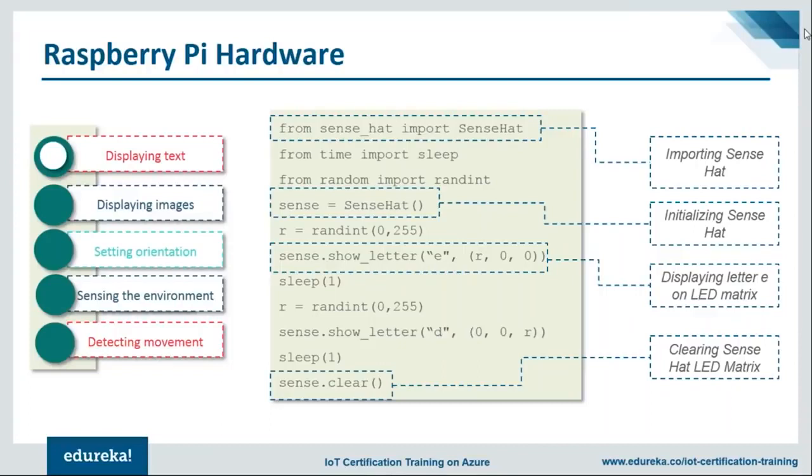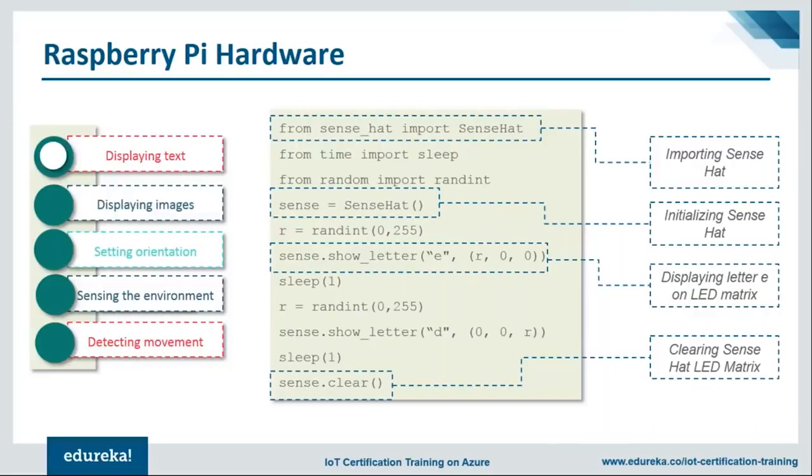The first line is from sense_hat import SenseHat. What it is doing is helping you import the Sense HAT and establish a connection to the Sense HAT component. We're going to use time mainly for the sleep function and random for generating a random integer. Now I'm initializing the Sense HAT, sense equals SenseHat. Then I'm generating a random integer in the range of 0 to 255. For those of you who wonder why, it is because the RGB value lies in this range, somewhere between 0 and 255.